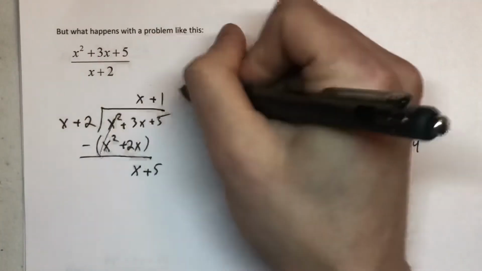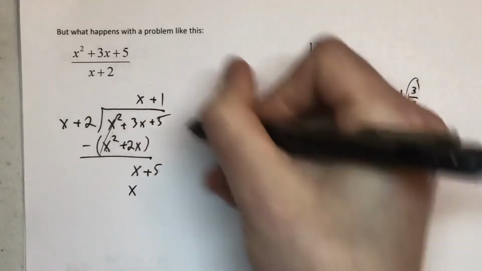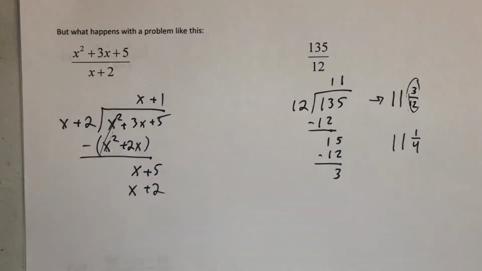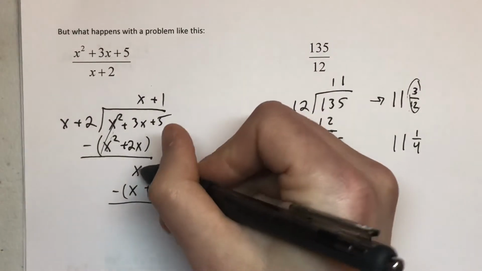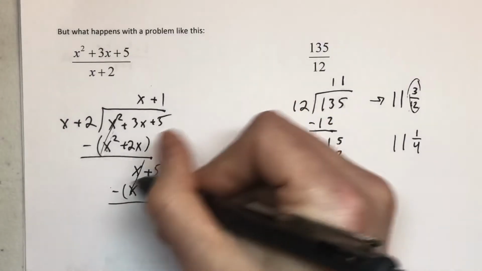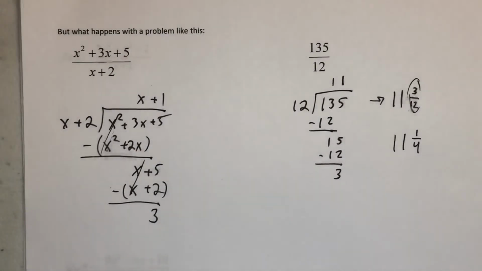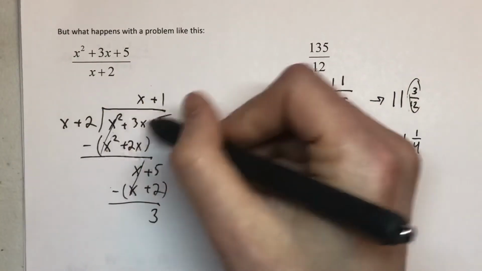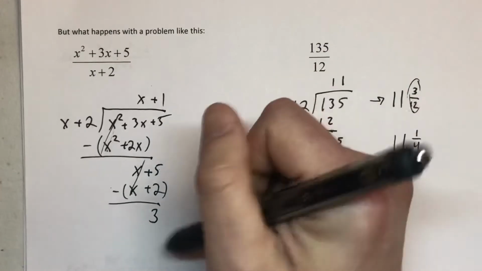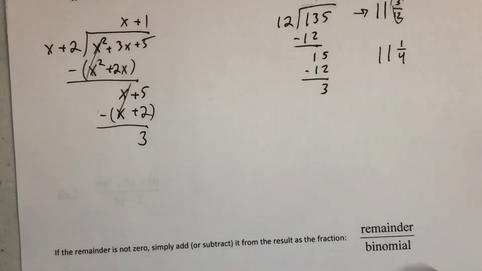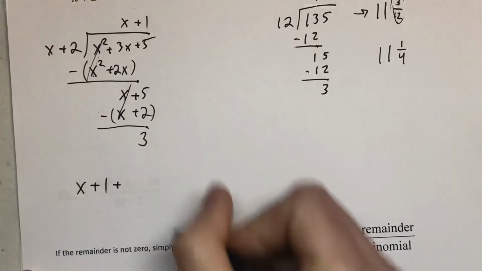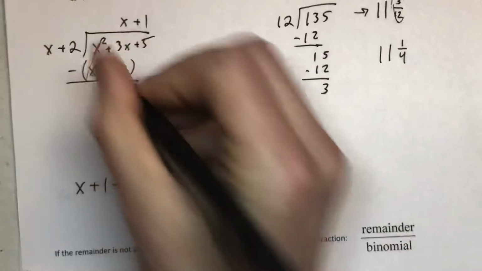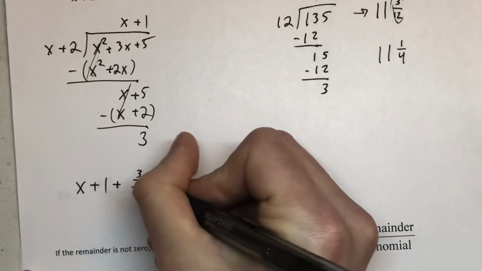1 times both these terms. Multiply. 1 times x is an x. 1 times 2 is 2. There's your result. Subtract. Down the columns. X minus x goes away, and 5 minus 2 is a 3. Nothing left to bring down. There's that 3. So it divided into it this many times, if you want to call it evenly, but it had some leftover. So our interpretation here is very important. We get x plus 1 plus the additional remainder of 3 out of x plus 2.